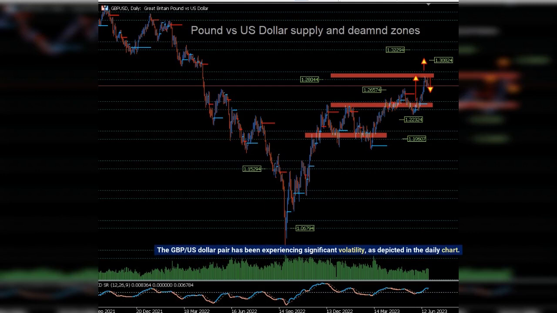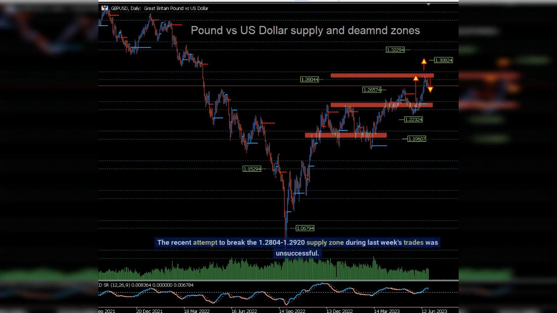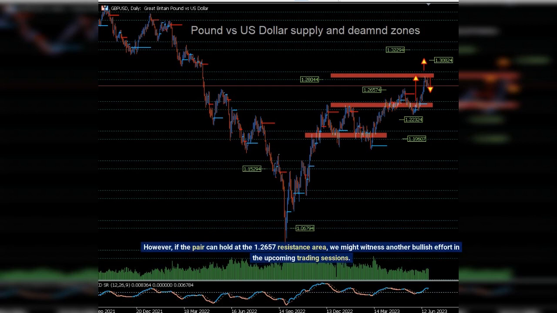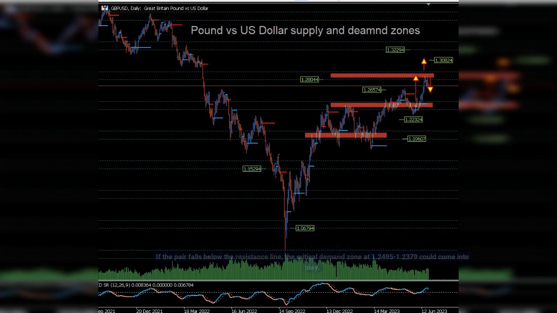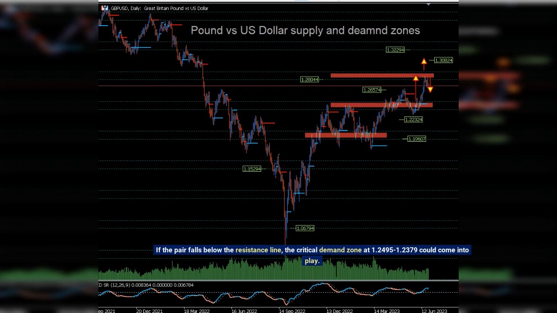The GBP US dollar pair has been experiencing significant volatility, as depicted in the daily chart. The recent attempt to break the 1.2804 to 1.2920 supply zone during last week's trades was unsuccessful. However, if the pair can hold at the 1.2657 resistance area, we might witness another bullish effort in the upcoming trading sessions. If the pair falls below the resistance line, the critical demand zone at 1.2495 to 1.2379 could come into play.